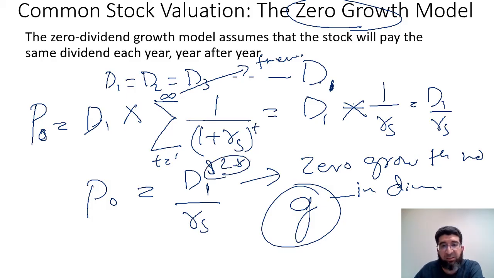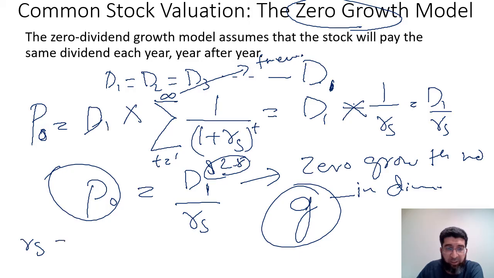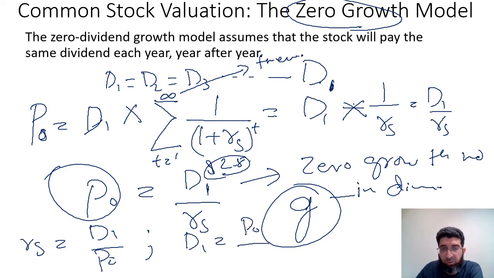And you can see that this is a difficult assumption to digest. We also understand that it is very convenient in the sense that we only deal with a static amount and we can come up with a price. In terms of unknowns, if we are given the price and the dividend, we can calculate RS, which will be dividend over price. Or we can also calculate D1, which equals P naught multiplied by RS. So these are the different ways to calculate the unknowns as well.